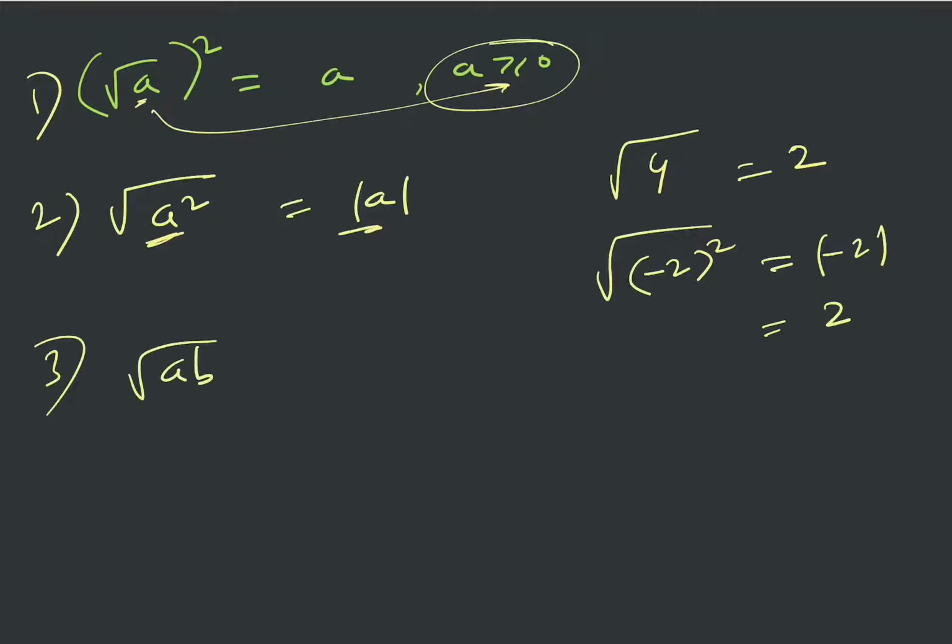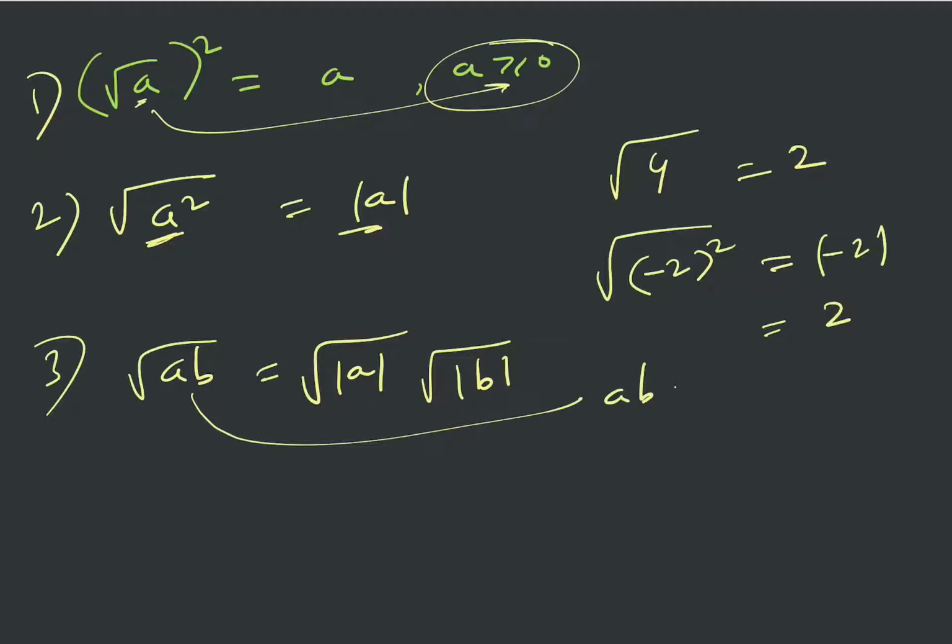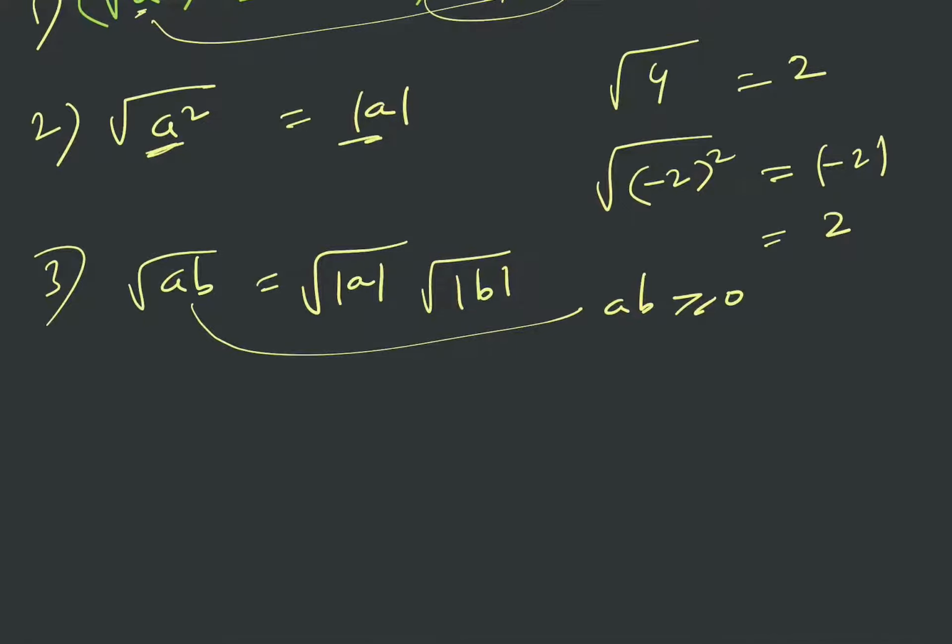So next is that square root of ab is square root of mod a into square root of mod b. And when is this defined? This is defined if ab is greater than or equal to 0, right? So inside the square root, the thing should always be positive or equal to 0, so it should be a non-negative thing inside a square root.